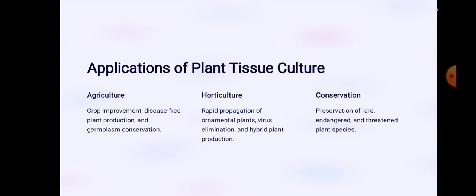Now, applications of plant tissue culture. It is useful in agriculture, horticulture, and conservation. In agriculture, it is used for crop improvement. Disease-free plants are produced through this technique, along with germplasm conservation. In horticulture, it is used for rapid propagation of ornamental plants, virus elimination, and production of hybrid plants. In conservation, it is used for preservation of rare, endangered, and threatened plant species.